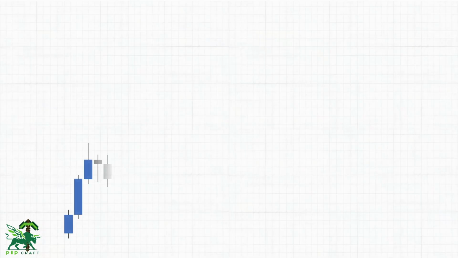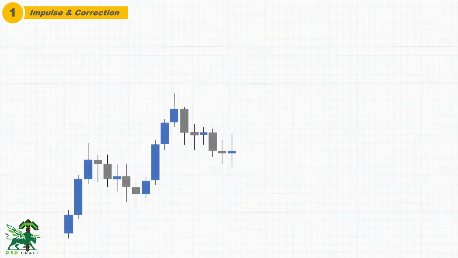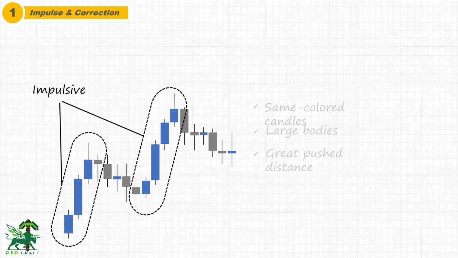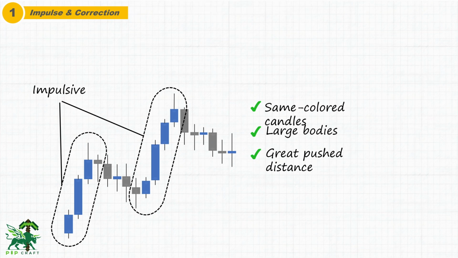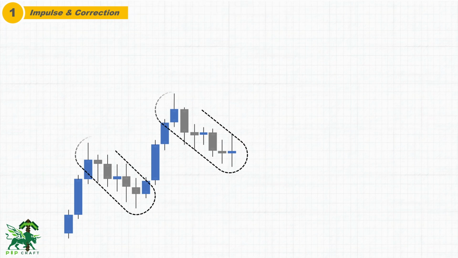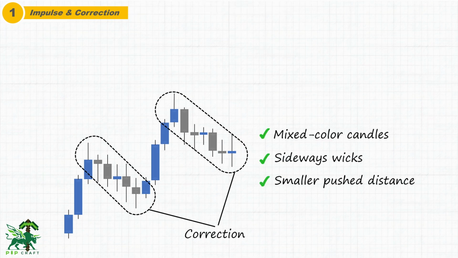The market always moves in the form of impulsive and corrective moves due to the behavior of market participants. Impulsive moves are characterized by same-colored candles, large bodies, and a great push distance. Corrections or pullbacks, on the other hand, are characterized by mixed-color candles, sideways wicks, and a smaller push distance.